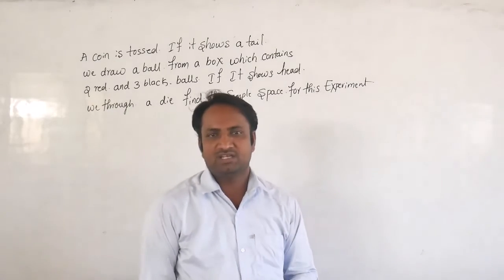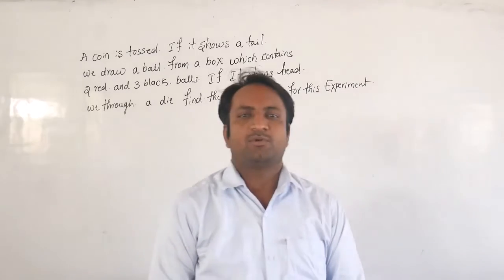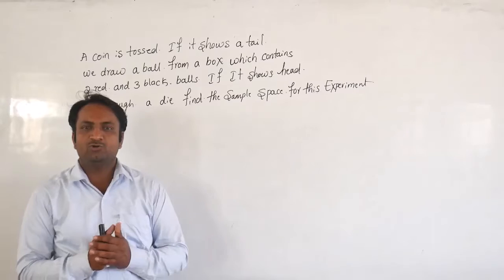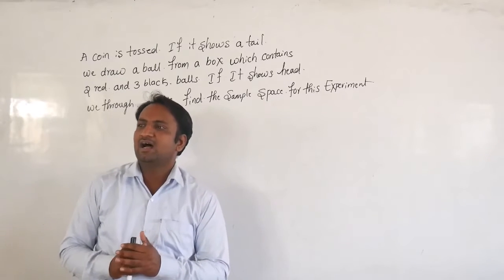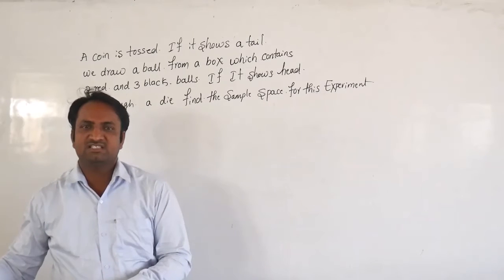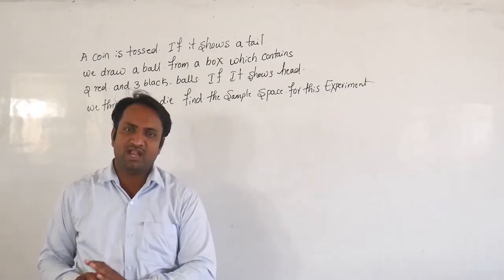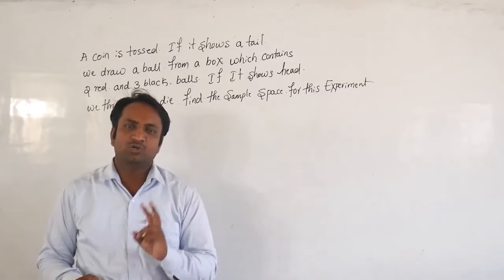In previous classes we discussed the concept of probability. Here probability means the possibility of something happening. In that case we are discussing the random experiment. An experiment is said to be random if it satisfies two conditions.